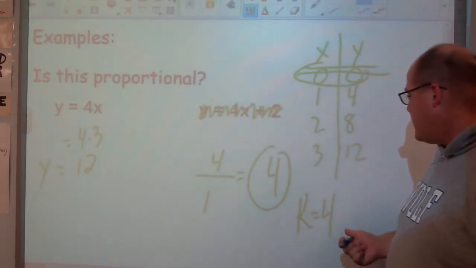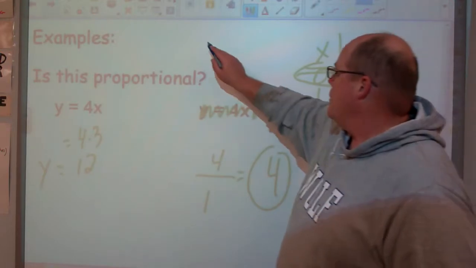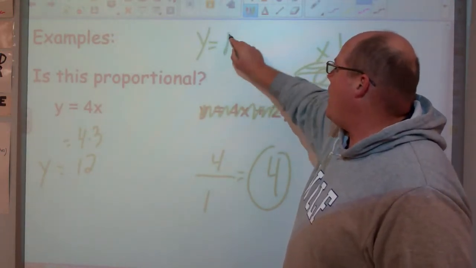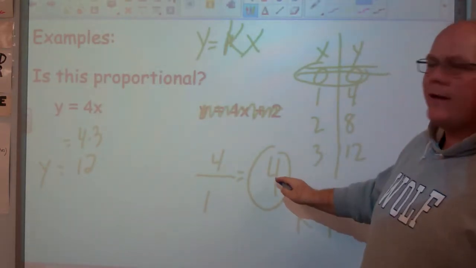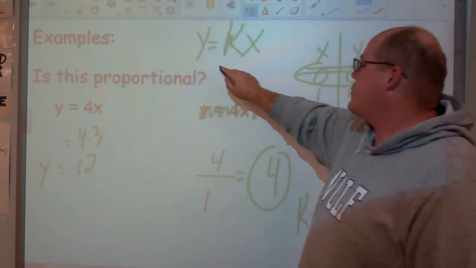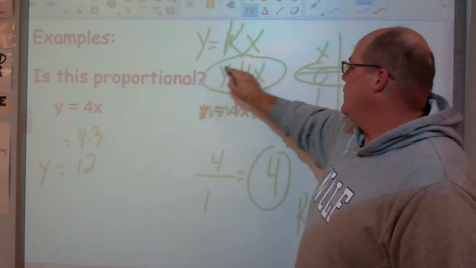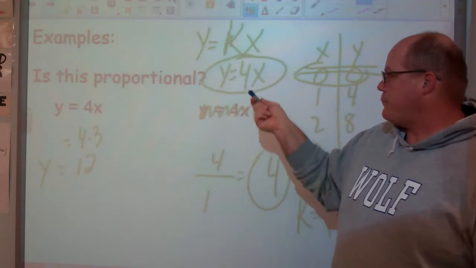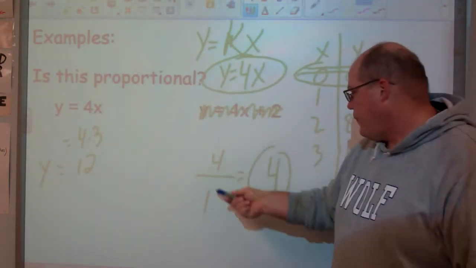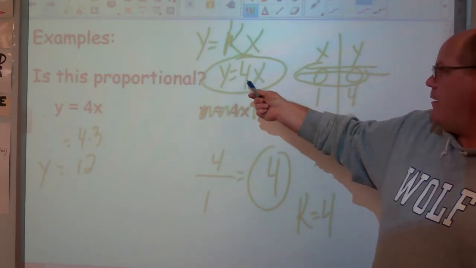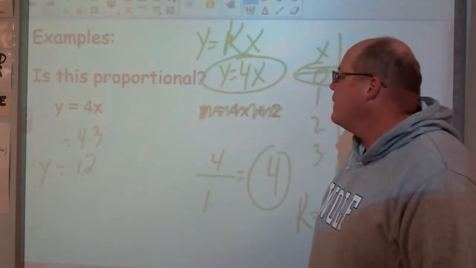So first step, create a table. Second step, find the slope. Third thing we had to do was write an equation. Our equation must be in the form of y equals kx. We know what k is, 4, so y equals 4x. And that would be our equation. Create a table, find k, and we have our equation: y equals 4x.